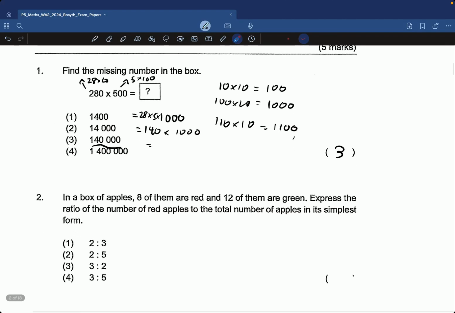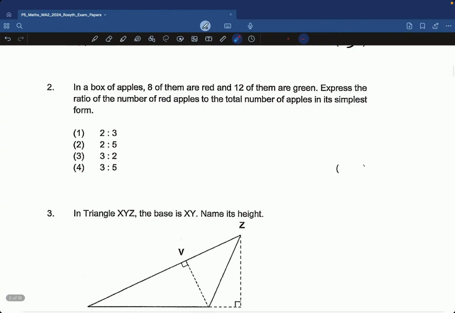All right, let's move on to the next question. Question 2. In a box of apples, 8 of them are red and 12 of them are green. Express the ratio of the number of red apples to the total number of apples in its simplest form. So you might be thinking, just put 8 out of 12 and simplify. If I divide by 4, this should be 4 to 3. Then you suddenly see, there is no 4 to 3 option. Luckily they didn't put that, which is great.